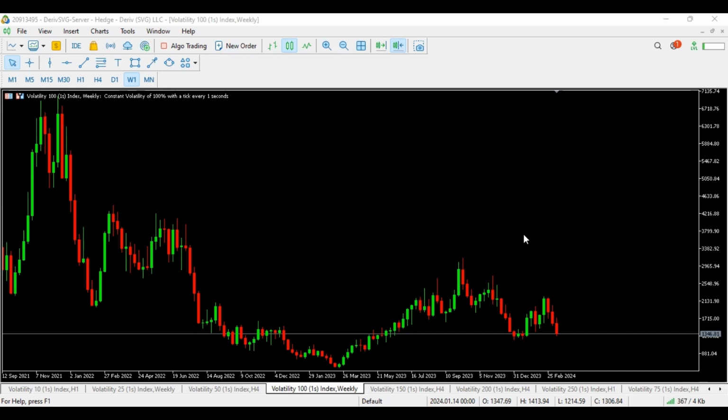So without saying much, in front of me is Volatility 101S on the weekly time frame, and according to the market structure that is showcasing right now, we are trending down. As you can see, we are in a downtrend. We are in a downtrend like that. And a downtrend is normally characterized by lower highs and lower lows.